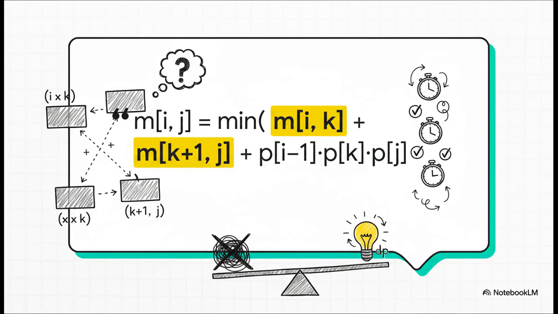Okay, don't let this formula scare you. I know it looks intense, but the idea behind it is actually pretty straightforward. All it's saying is this: the minimum cost to multiply a chain of matrices from some matrix I to another matrix J, well, we can find that by trying out every possible place to put the final split, which we'll call k. For each split, we just add up three things: the already calculated cost of the left half, the already calculated cost of the right half, and the cost of multiplying those two final chunks together. We just do that for every possible split k and take the one that gives us the minimum total.